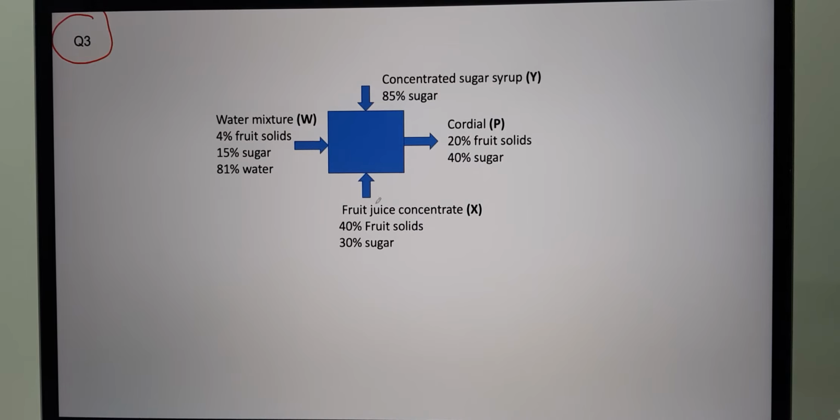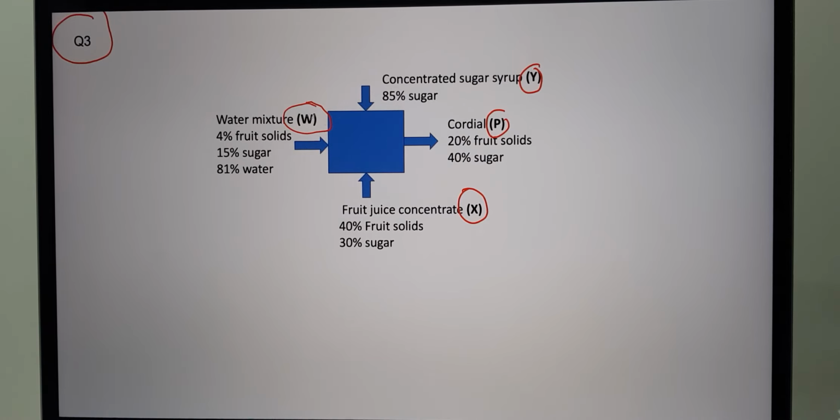Identify inlet and outlet. For inlet, we have water mixture, noted as W. Then we have X, fruit juice concentrate, another inlet. And one more inlet, so you basically have 3 inlets, concentrated sugar syrup, denoted by Y. The water mixture, fruit juice concentrate, and sugar syrup produce cordial, P, which is for product.